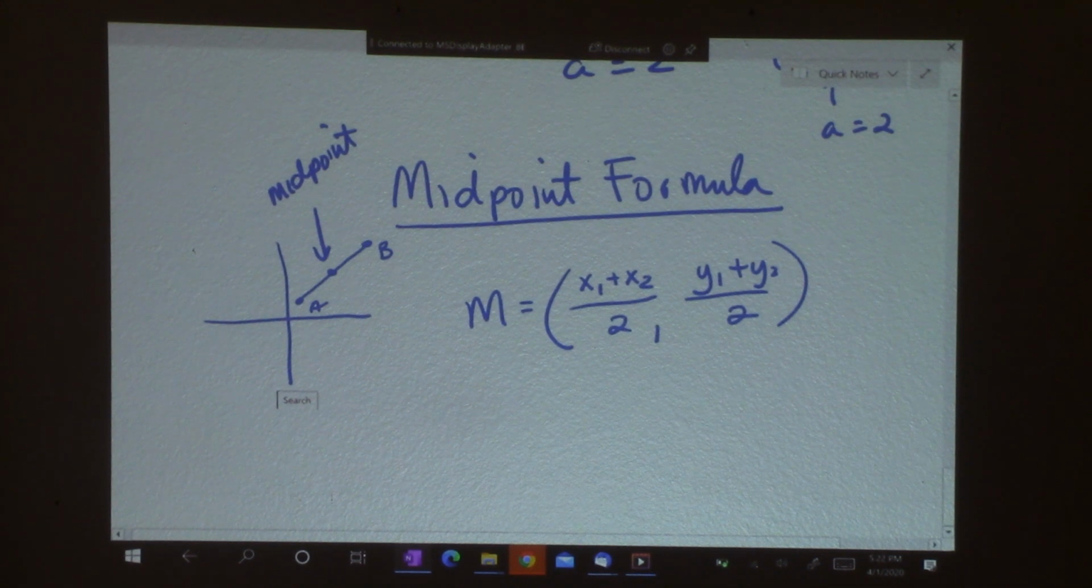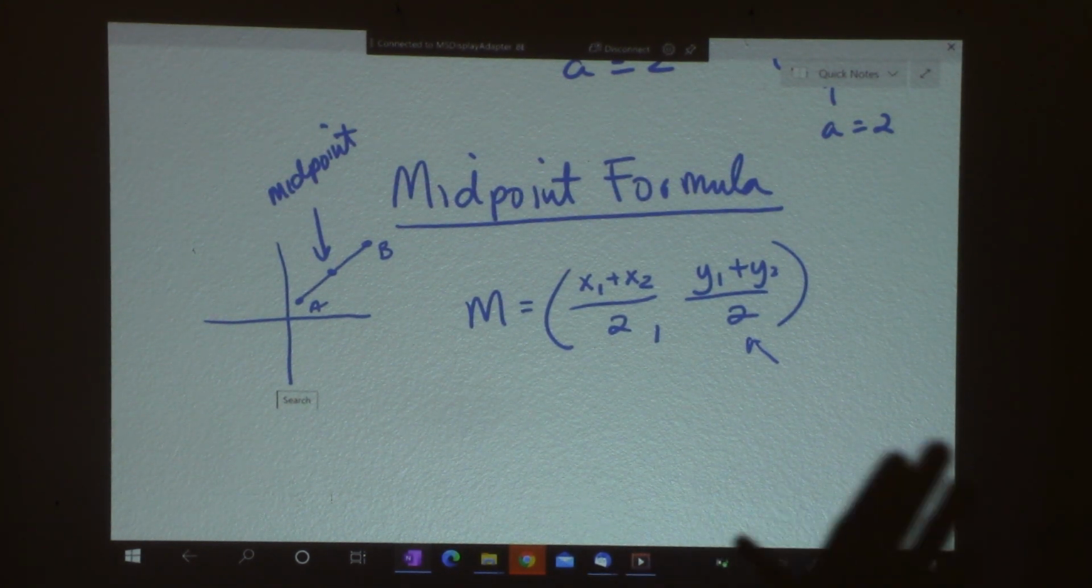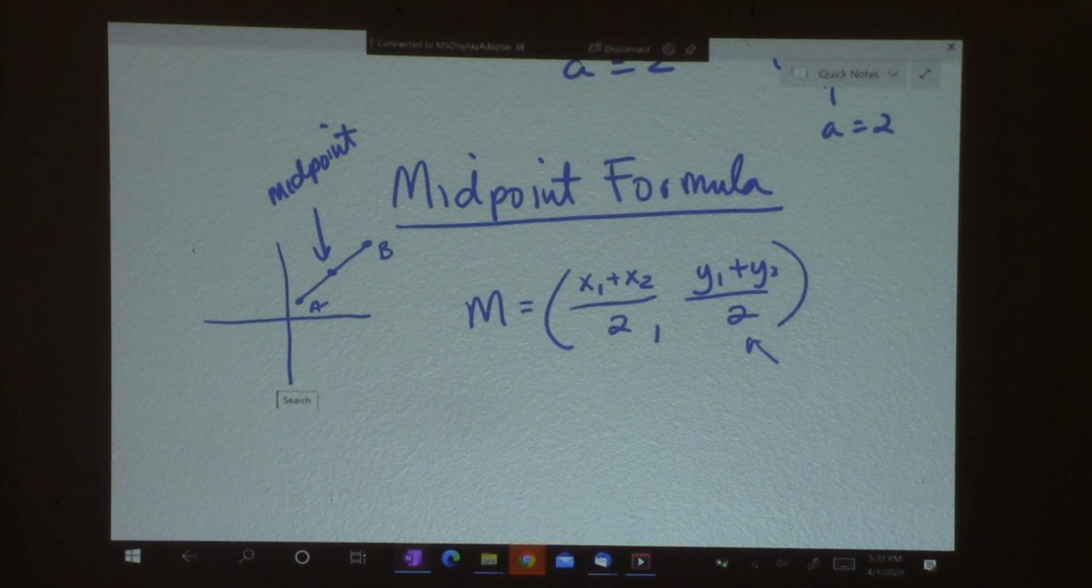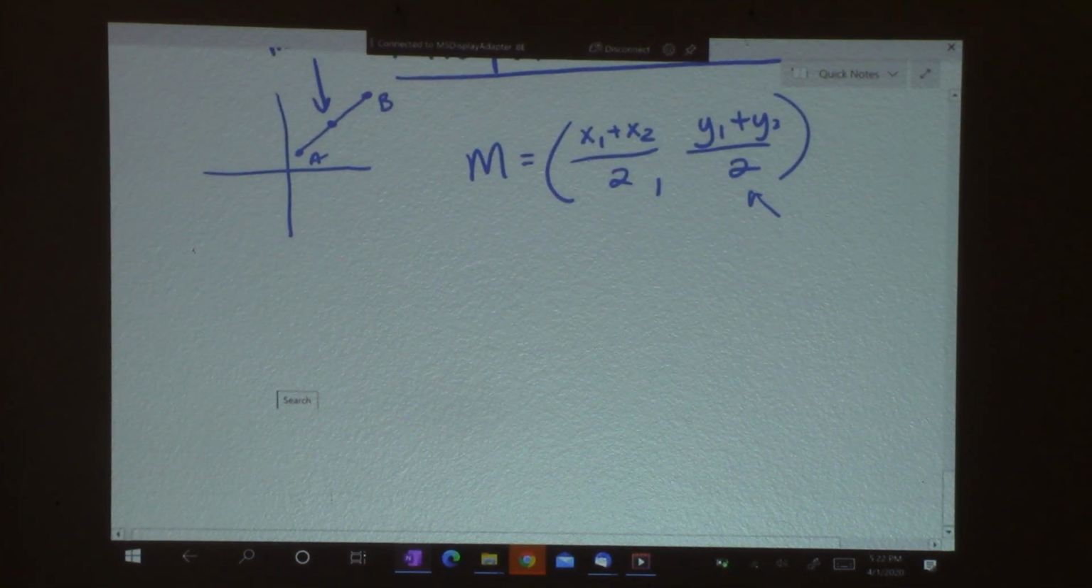Now this makes sense, because what I'm doing is I'm adding the two values of the x-coordinate together, and I'm averaging them by dividing by 2. And then I do the same thing over here with the y value. I take the two y values of my points, I add them together, and then I average them, finding the middle, average is always in the middle, by dividing by 2. Okay, so all I have to do if I have my points is substitute them in. So let's do an example.